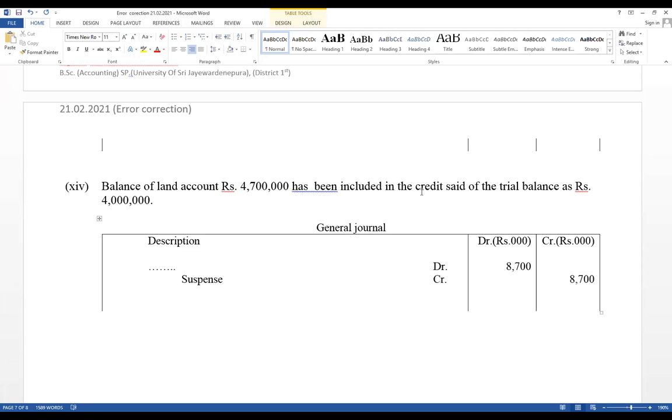There are four situations. First one, when information is recorded in the primary books, when information is recorded in the ledger accounts, when balancing ledger accounts, when preparing trial balance.